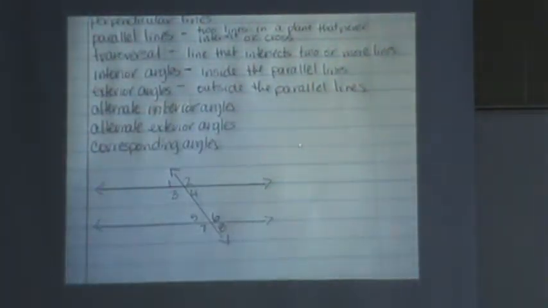Okay, so let's identify the interior angles. Which ones are inside the parallel lines? 3 and 4 and 5 and 6. Correct. So the interior angles are 3, 4, 5, and 6. What are my exterior angles? 1, 2, 7, 8. My exterior angles are 1, 2, 7, and 8. Correct.